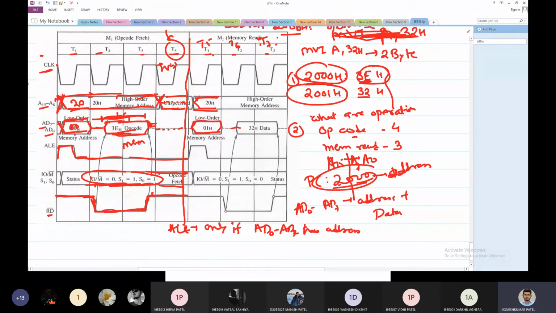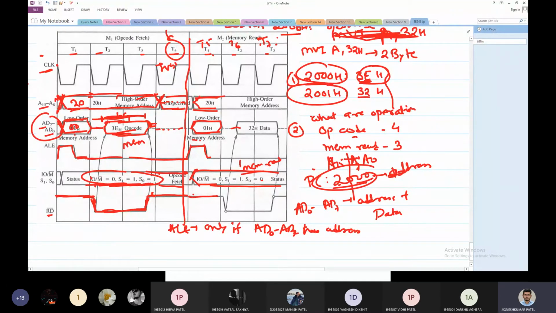But as soon as it puts an address on the lower order address bus AD0 to AD7, it will again send an ALE signal. And along with that it will send the status of the cycle going on, and this is a memory read cycle. So this 010 is for memory read. We'll see that at some point of time, but right now I am just letting you know this is a memory read cycle. It will send a memory read status, and RD bar is still high.